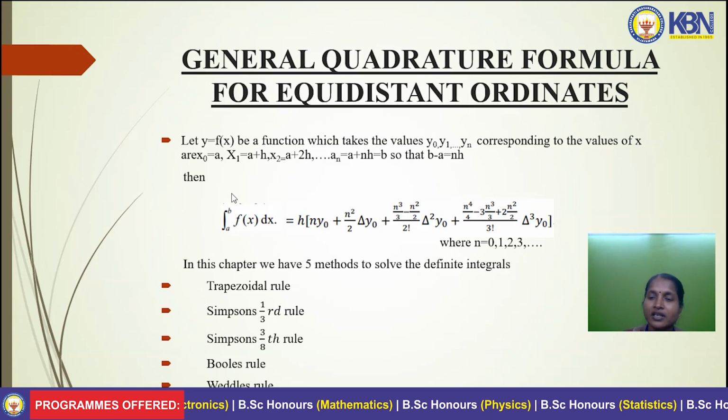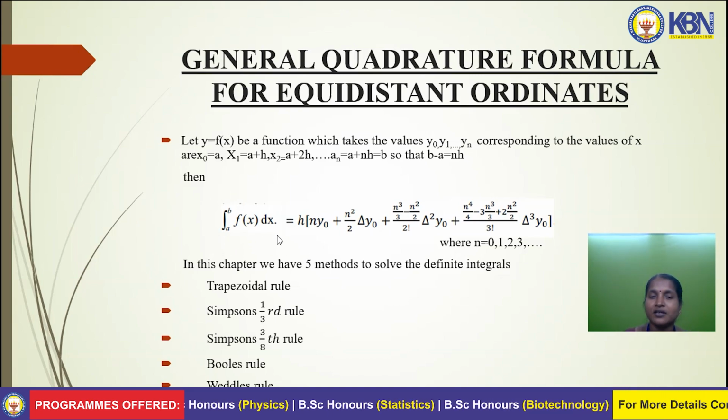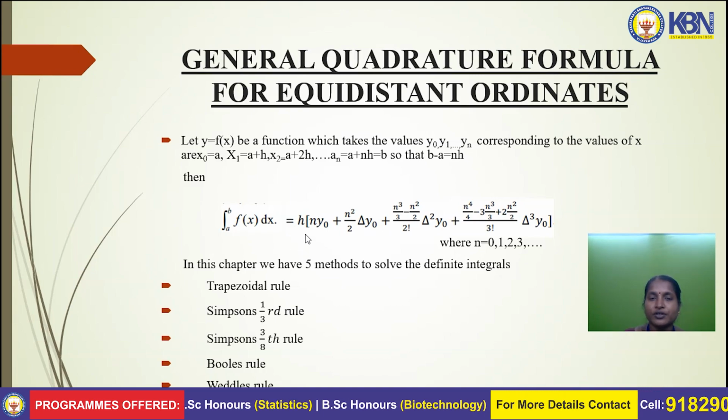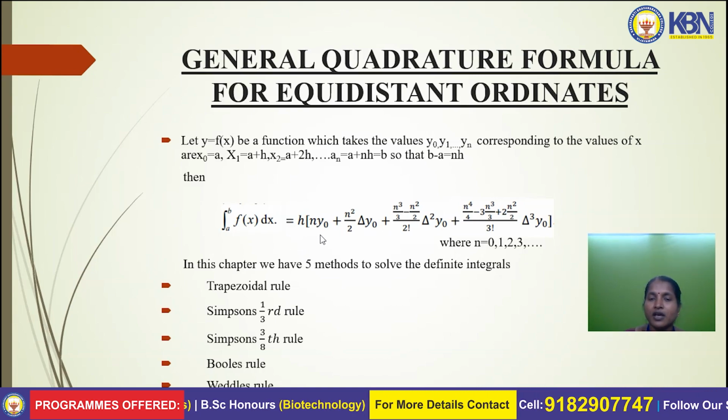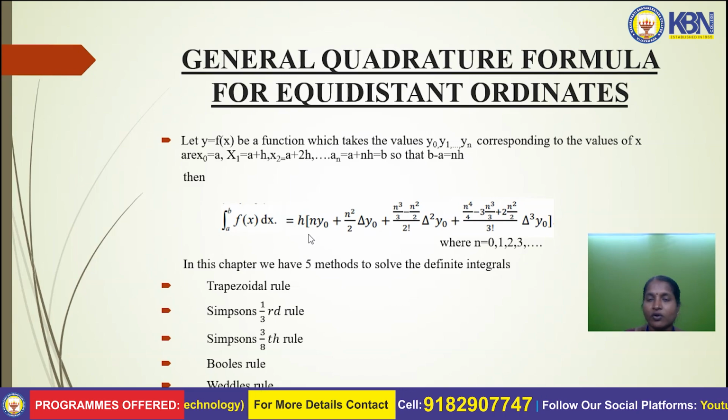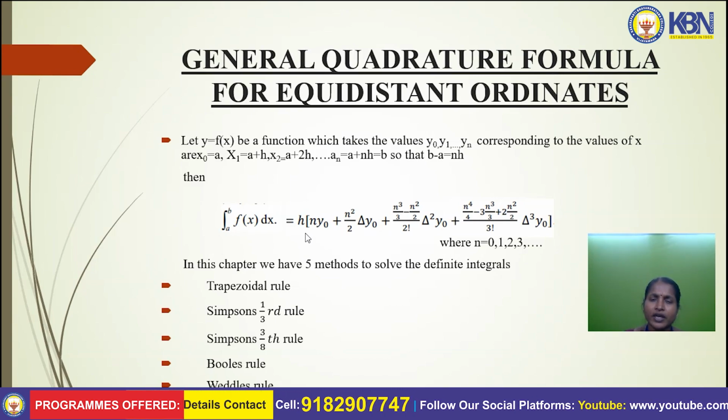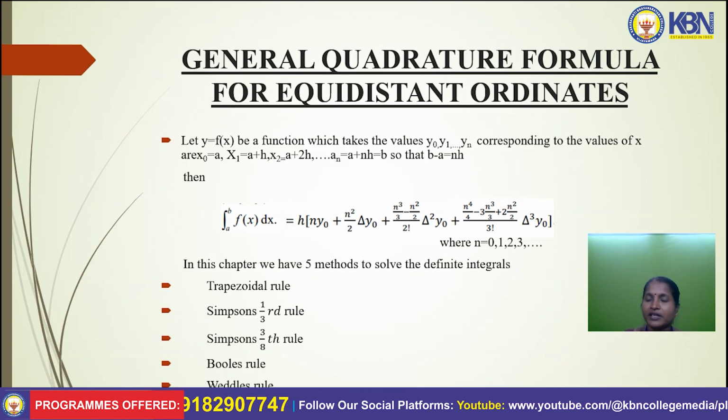Then the general quadrature formula is integral of a to b f of x dx is equal to h into [n y0 plus n square by 2 delta y0 plus (n cube by 3 minus n square by 2) by 2 factorial delta square y0 plus and so on], where n goes to 0, 1, 2, 3 and so on. This formula is known as the general quadrature formula for equidistant ordinates because the x values are all equidistant values.